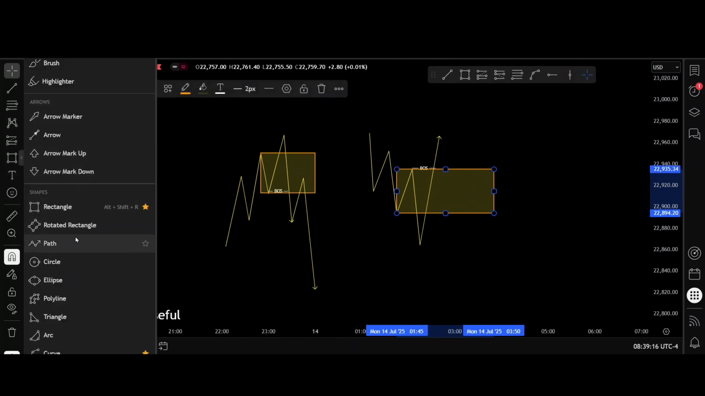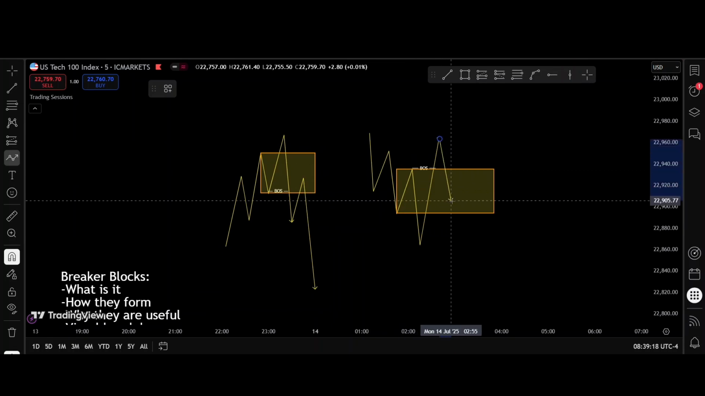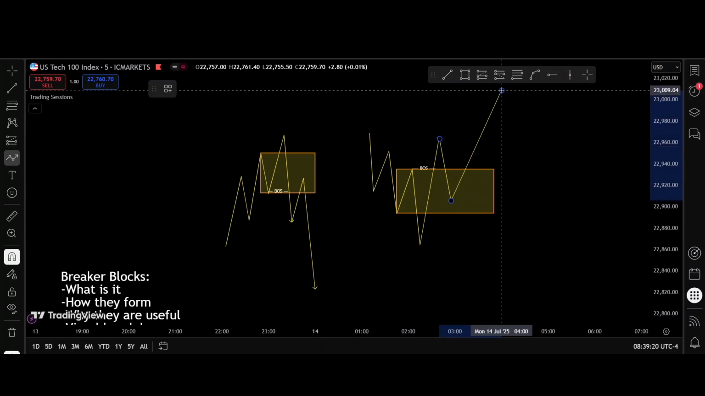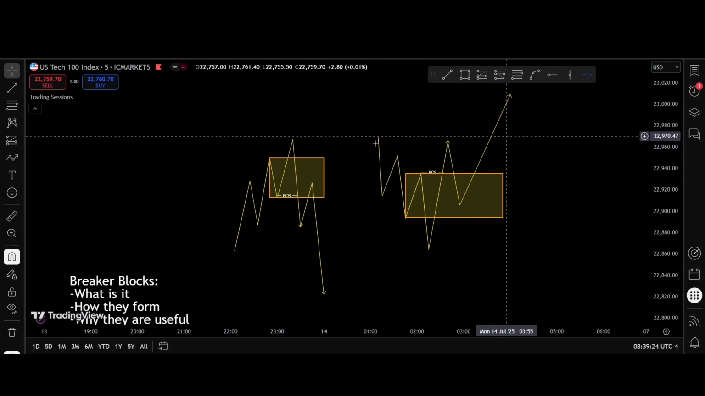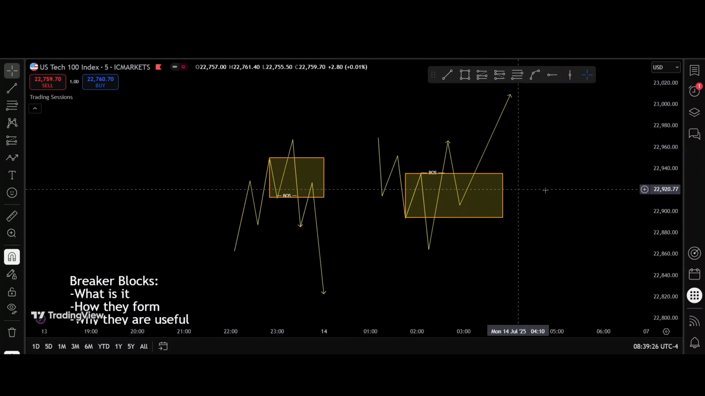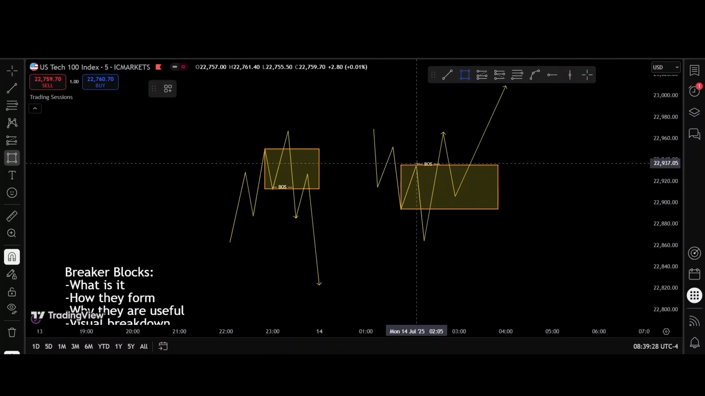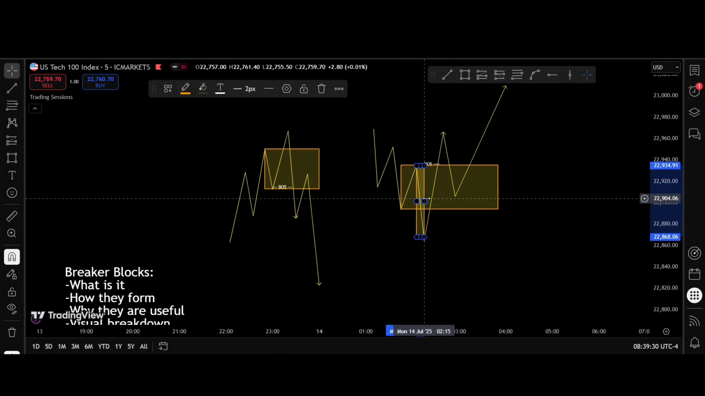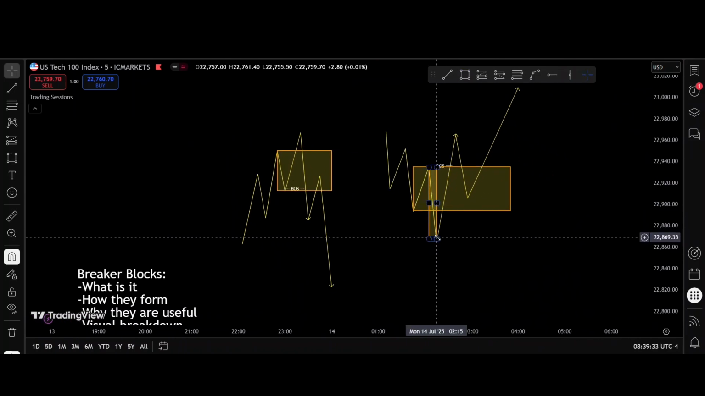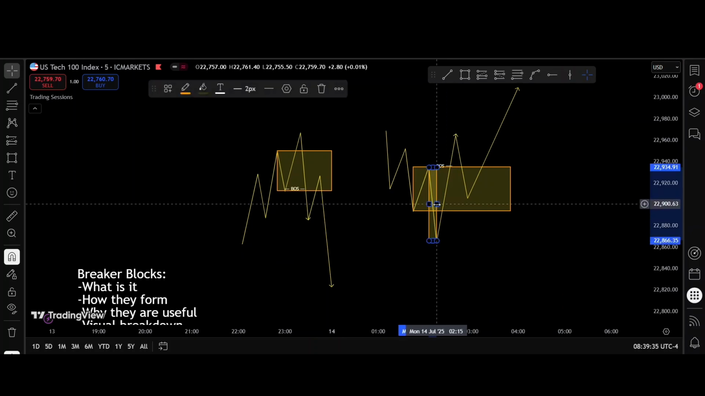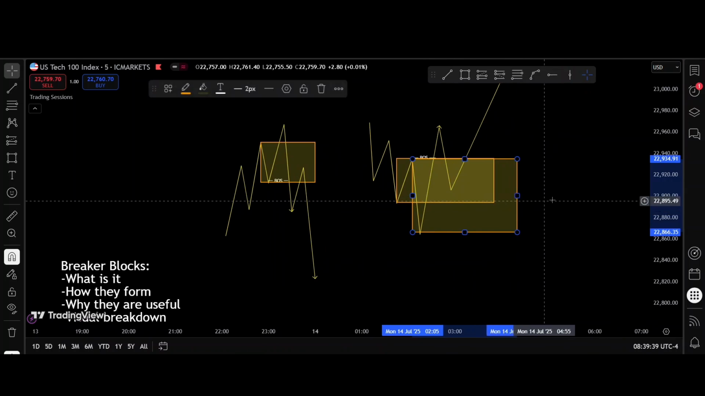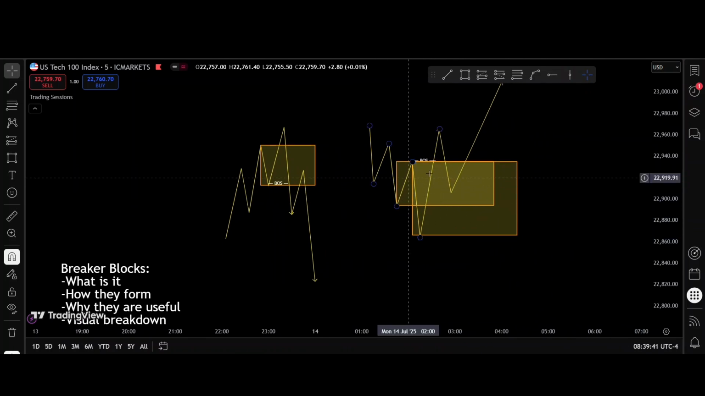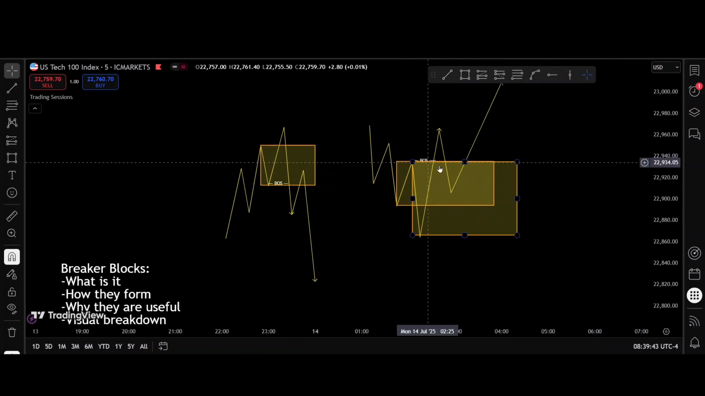Price tends to retrace into the breaker block and then continue off to whatever direction or draw on liquidity it wants to go to. Easy, right? So this was your order block, which we learned last time. The last move, the last leg that takes out liquidity before breaking structure to the upside, is your order block. This is a more precise range, which is your breaker block.